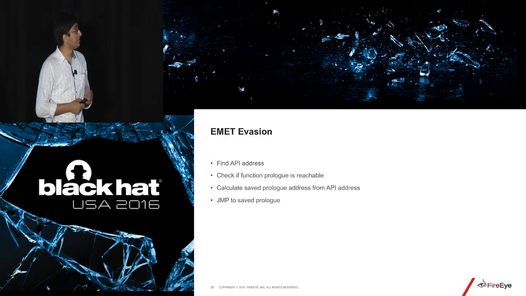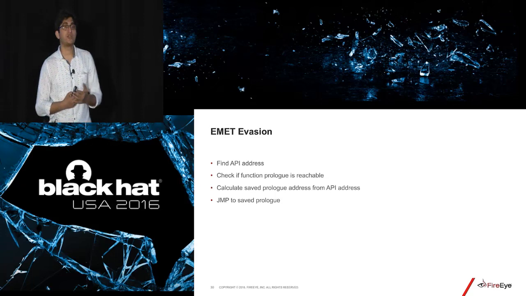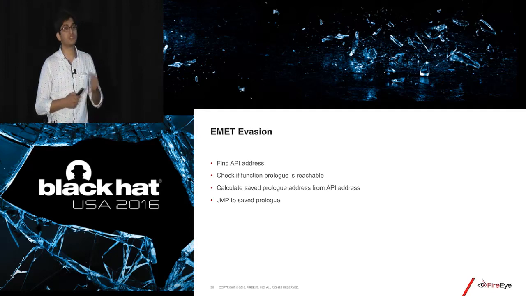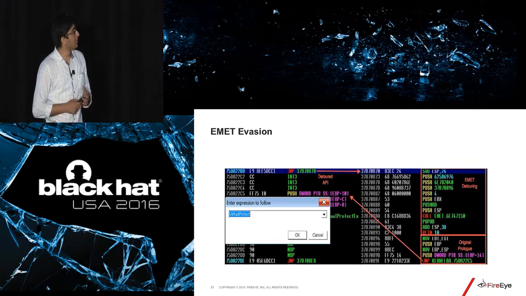So basically the approach is you find the API address and there will be a detoured hook over there, and you check whether the function prologue is reachable from the detoured hook. If there is a way to calculate the exact address to jump to, we can jump to the saved prologue and completely evade all the hooks, and it will return back again. I think Abdullah mentioned something like this before for LoadLibrary.